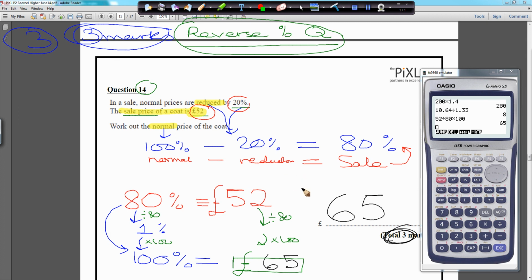This is a reverse percentage question. We've got to work backwards. This is how we would do it. And see you in the next question.